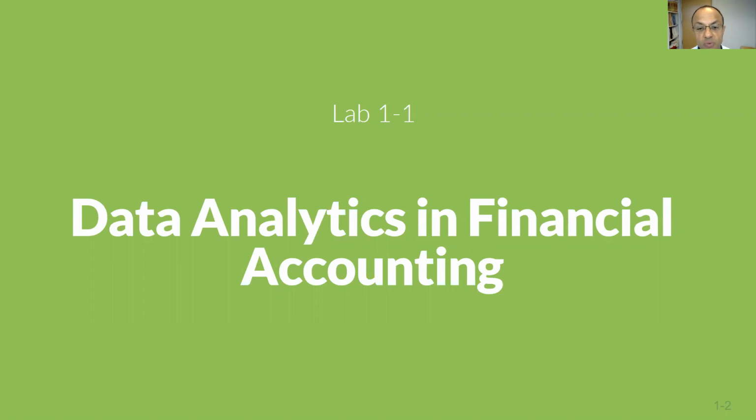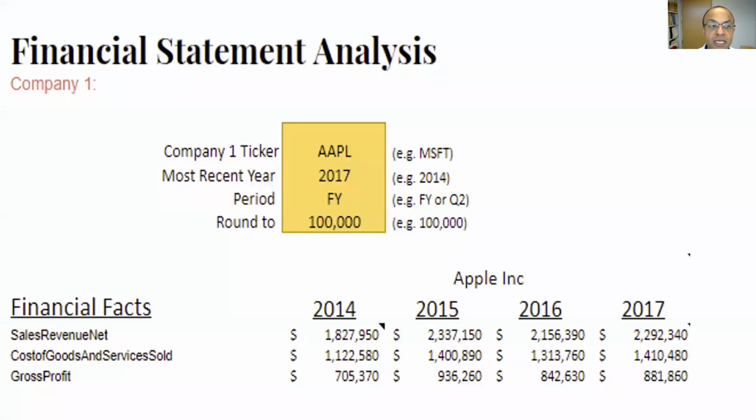Lab 1-1, which is data analytics in financial accounting, is asking about running simple analysis on any company using the XBRL taxonomy: how to download the data and run very simple analysis on the company. What you can see on the screen now has actually been taken from the textbook.